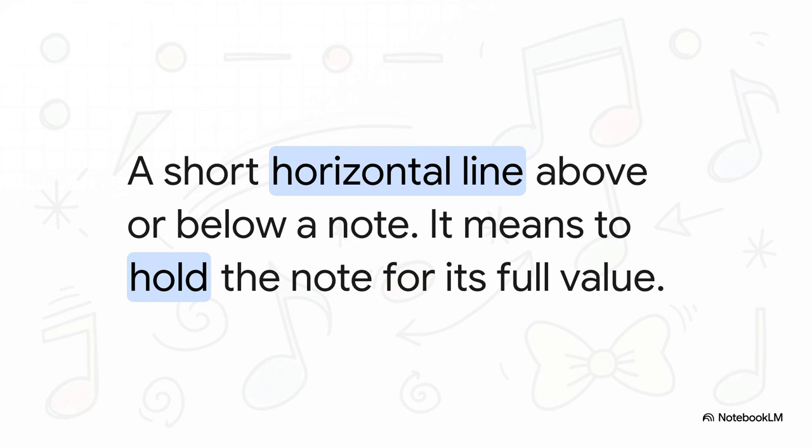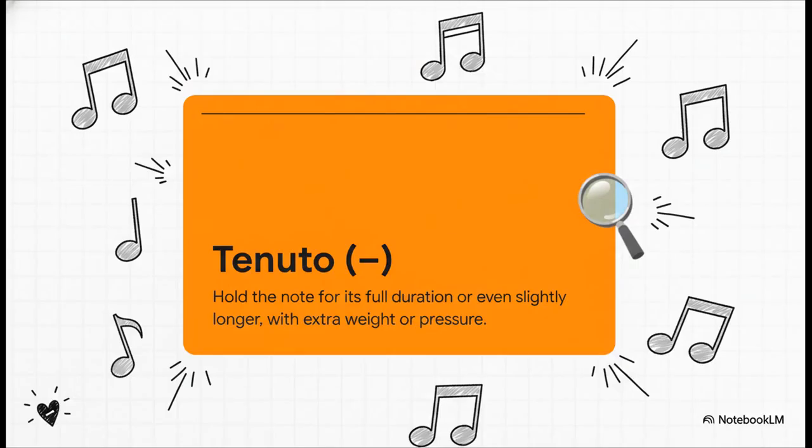All right, next up, we have the tenuto mark. It's that little horizontal line you'll see. Now, this is pretty much the exact opposite of staccato. A tenuto mark means you hold the note for its full, complete written value. Maybe even lean into it just a little bit. It gives the note weight and importance. It's like the composer is personally telling you, hey, this note right here, this one matters. Give it its full moment to shine.